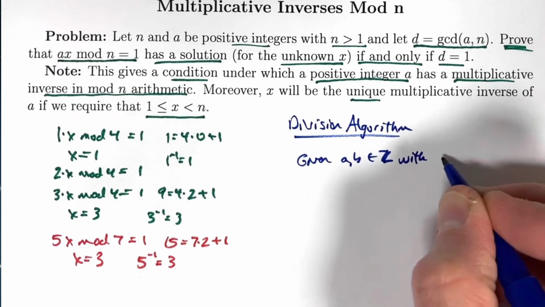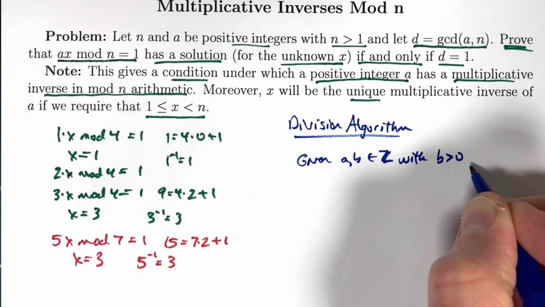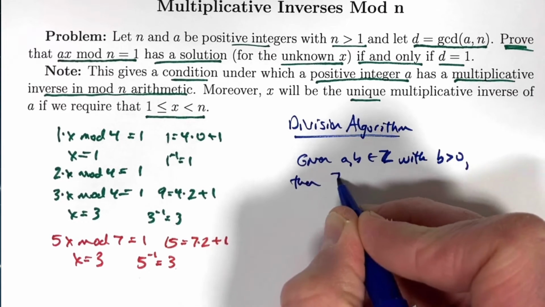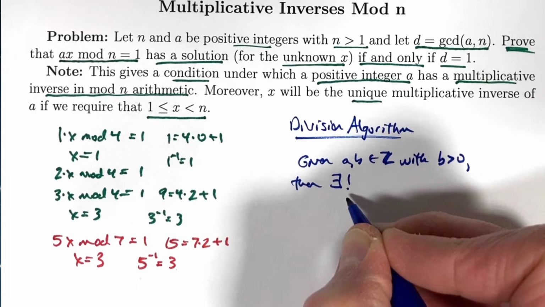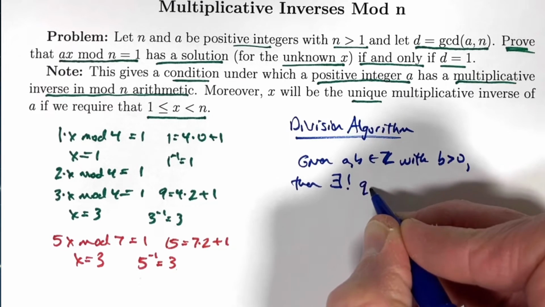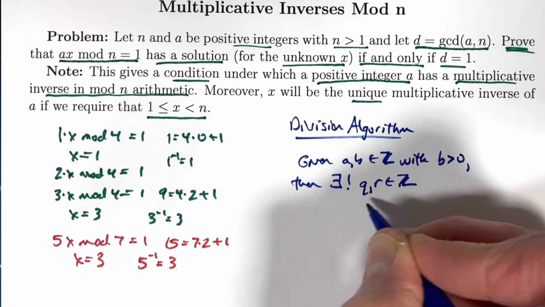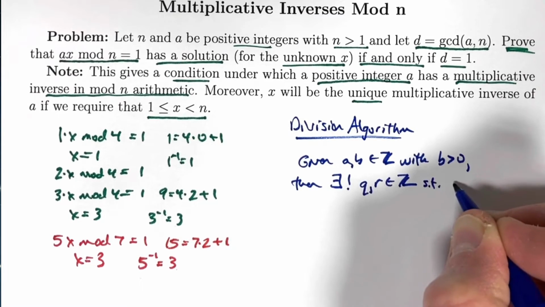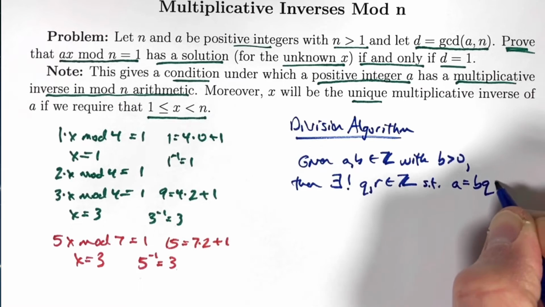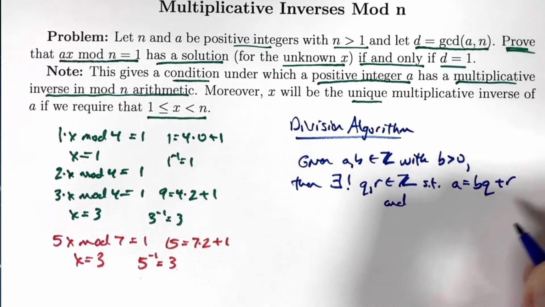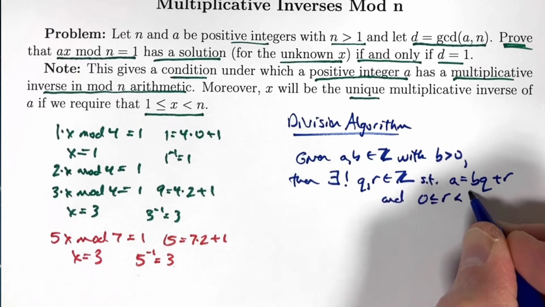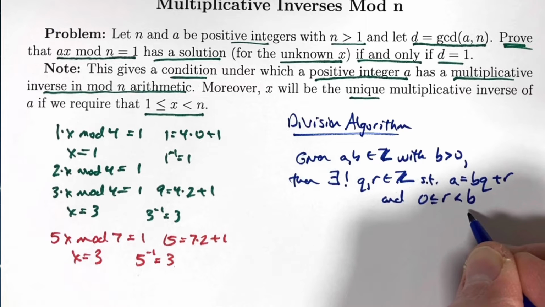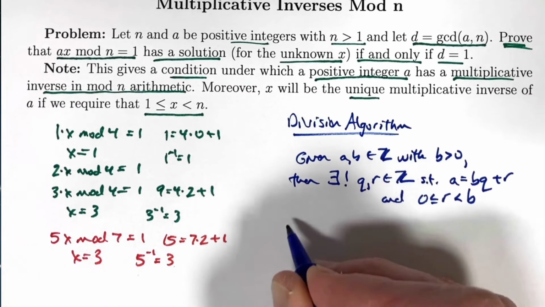okay, let's restrict ourselves to positive values of b, then there exists unique, this backwards E means there exists, and the exclamation point means unique here, it doesn't mean factorial, integers q and r for quotient and remainder such that a equals b times q plus r. And the uniqueness is with respect to the fact that the remainder must be between 0 and b, possibly including 0, but not including b. This is essentially formalizing the arithmetic you did back in 4th and 5th grade.